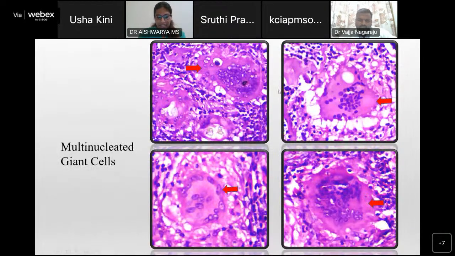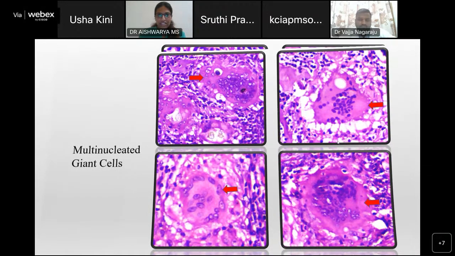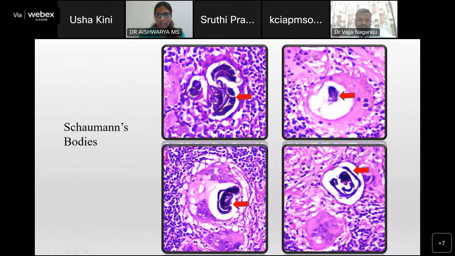Some of these multinucleated giant cells have nuclei interspersed in the center of the cell, and some are haphazardly arranged. Some are present towards the peripheral rim of the cytoplasm, forming a Langhans type of giant cell. Some of these giant cells have a conchoidal basophilic inclusion within the cytoplasm. These are called Schaumann bodies.